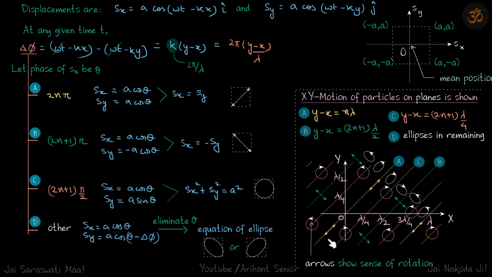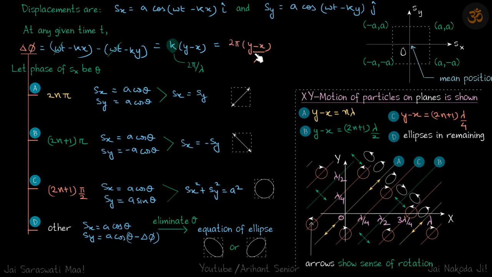Now these arrows show the sense of rotation. So how can we arrive at the sense of rotation? Let's take this line, for example, passing through the origin. There the motion is like this. There they are in the same phase. So let's go a little bit towards the right, that is, let's increase x a little bit.